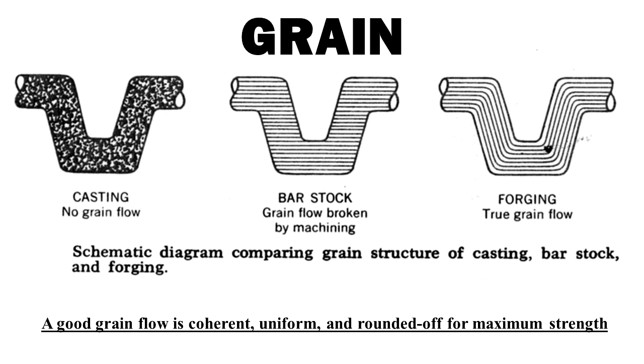Next, this slide shows the 3 different grains in casting, bar stock, and forging. The casting has no grain flow, and sometimes it may contain porosity due to its manufacturing method. The bar stock has grain flow, but it is broken by machining. And then the forging has the grain flow. Okay, a good grain flow is coherent, uniform, and rounded for maximum strength. Only the forging meets all of these characteristics.